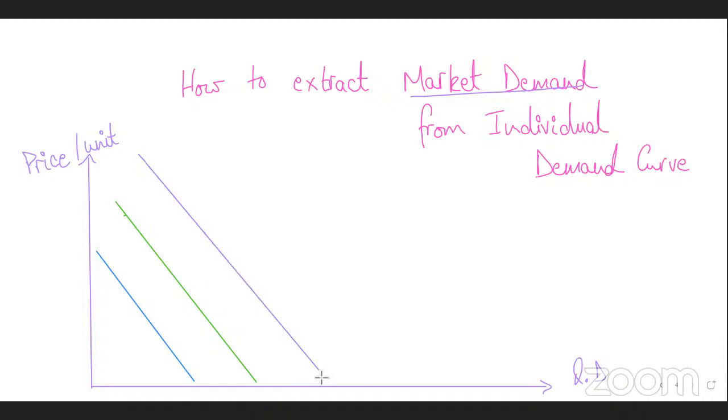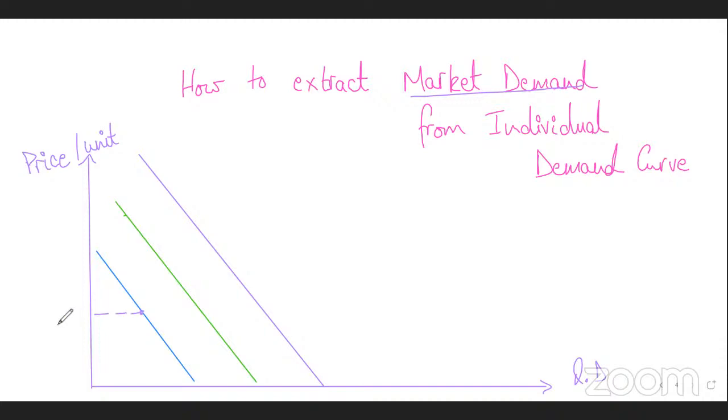Now, let's say there are only 3 consumers in the market. Again, I'm saying that this is a very unrealistic assumption. Why? Because obviously for any product, there will be hundreds and thousands of consumers. But to keep it simple and easy to understand, have a look at this. Now, what if I choose any random price? Let's choose any random price first. So let's say this is the price level.